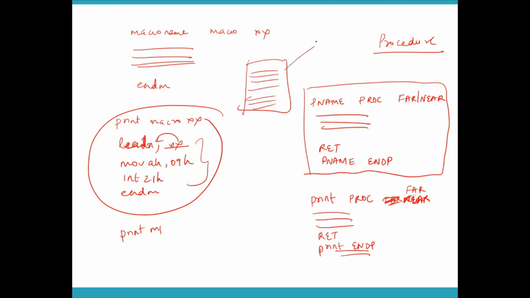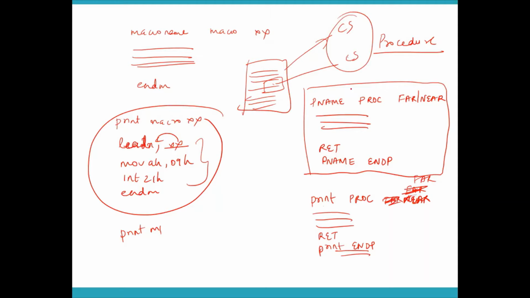You are calling this procedure from your main program. Suppose your main program is written in one code segment and the code for your procedure is written in a different code segment, then your procedure is not a near procedure. It's a far procedure. If both your procedure and the program from which you are calling that procedure are in the same segment, then your procedure is called a near procedure.